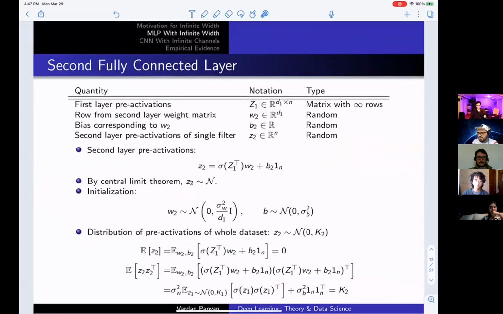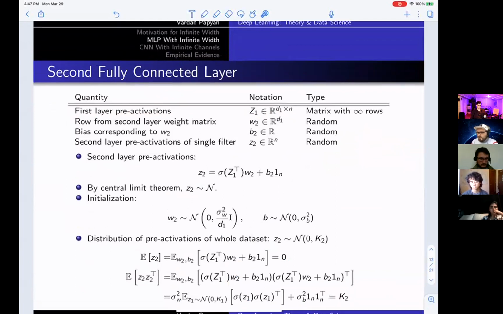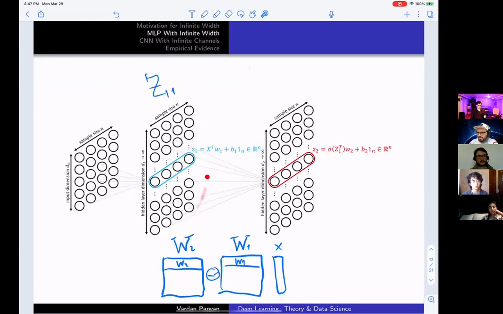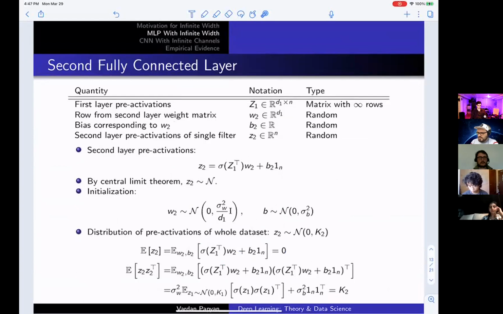Okay, so let us look at the equations here. Z1 are the first layer pre-activations, and those are a matrix of size D1 times N. N is the sample size and D1 is the dimension of the first hidden layer. So Z1 is a matrix of dimension D1, growing to infinity, times N. And so Z1 is a matrix with "infinite" rows. Let's put the quotation marks not to enrage anyone in the crowd.